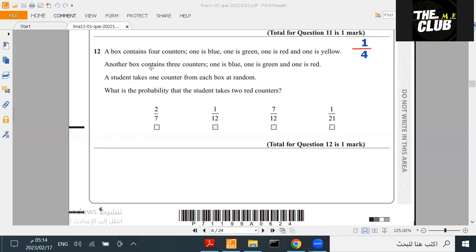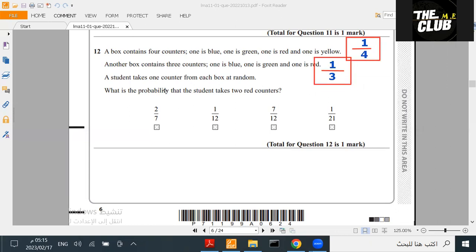And here a box contains 3 counters: 1 blue, 1 green, and 1 red. Same idea, a student takes 1 counter from each box at random. Here, what is the probability? It will be 1 over what? Very good, 1 over 3. Okay. Now these probabilities: this is the probability for the first box and this is the probability for the second box.